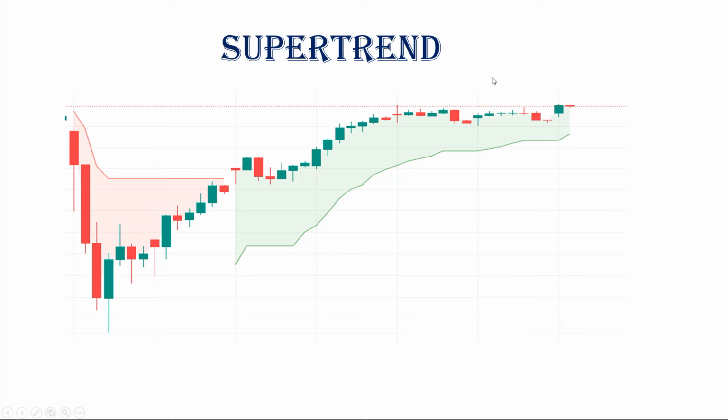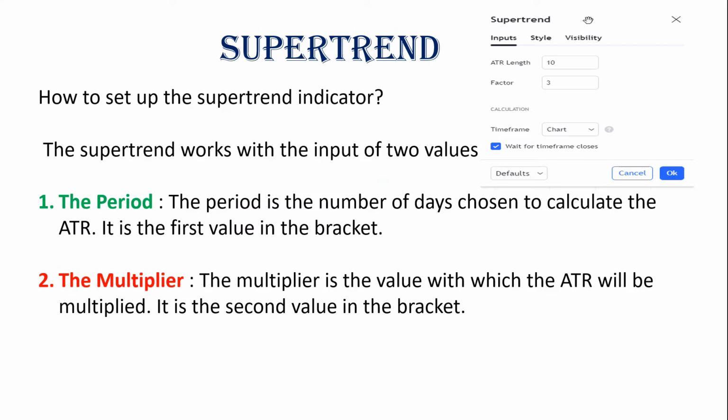Now we can see how to use the multiplier and the ATR for different time frames and different strategies. Next is how to set the SuperTrend indicator. The SuperTrend works with the input of two values. First is the period and the second is a multiplier.